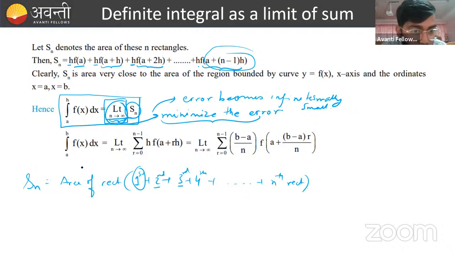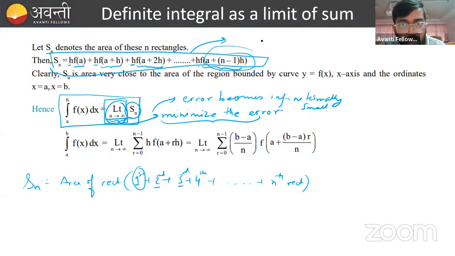All right. So now here we can see S of n. From this, it is understood that if we want to generalize, S of n can be written as the sum of h times f of (a plus rh). We are summing the areas. Now r is going from 0 to n minus 1, correct?